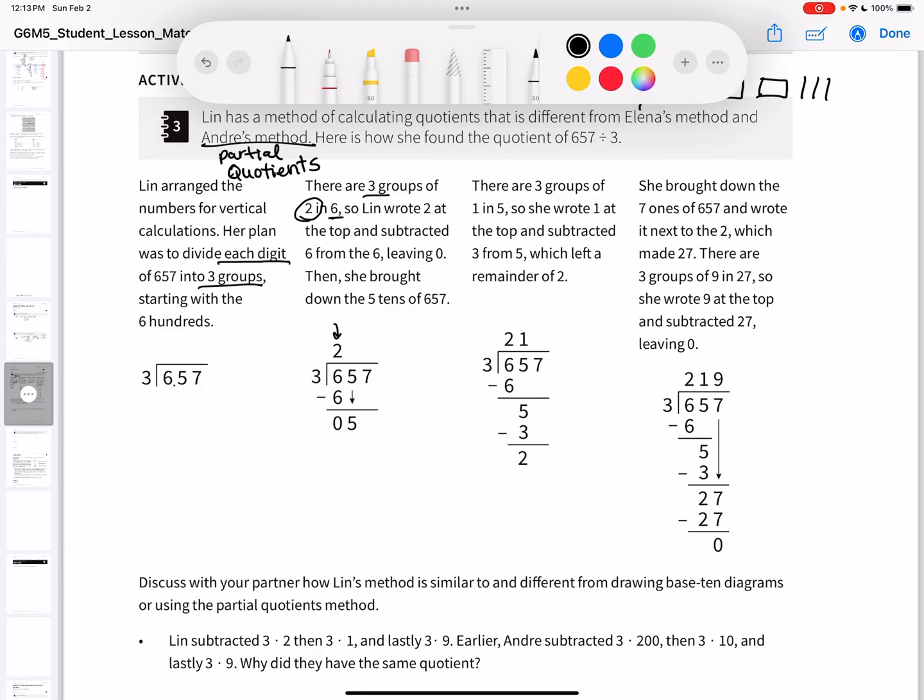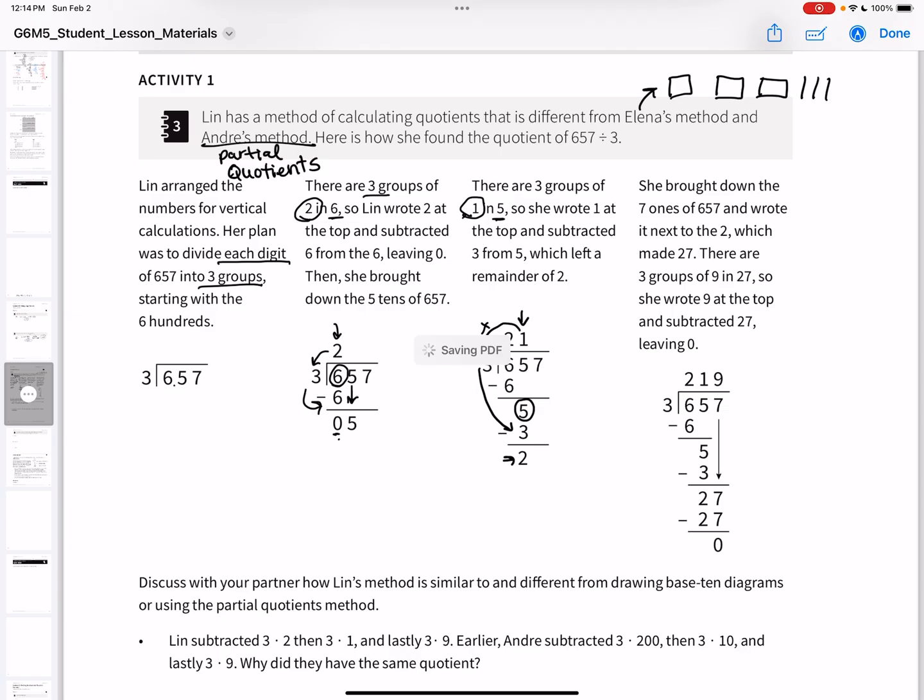So then she did 2 times 3 equals 6, and she took that away from our 6 in our original number. And that got her 0. Then she brought down the 5 tens of 657. So she brings down the 5, and that leaves us with 5. Then she asks herself, how many groups of 3 are in 5? Well, there are 3 groups of 1 in 5. So she wrote 1 at the top and subtracted 3 from 5, because 1 times 3 is 3, and she subtracts it from our original number, which was 5, and that leaves her with 2. It's left with a remainder of 2.